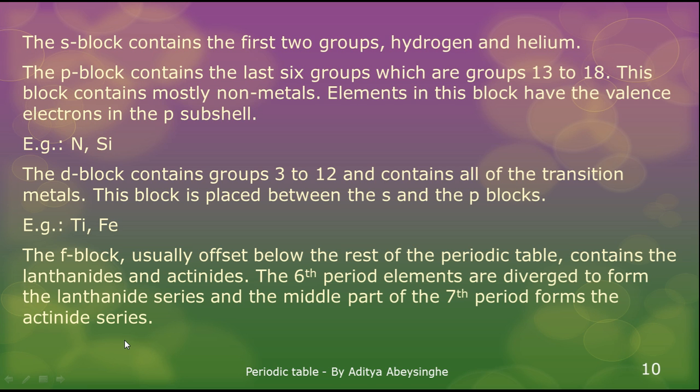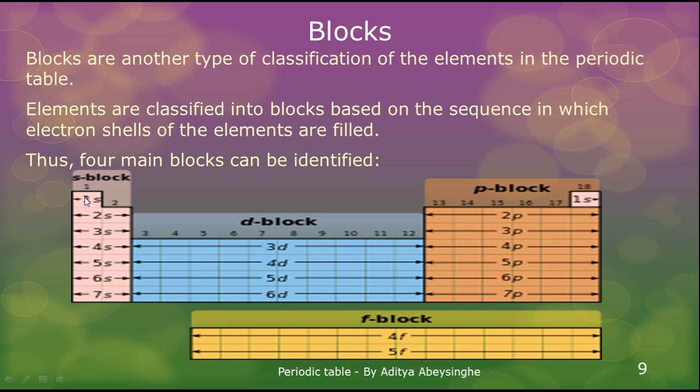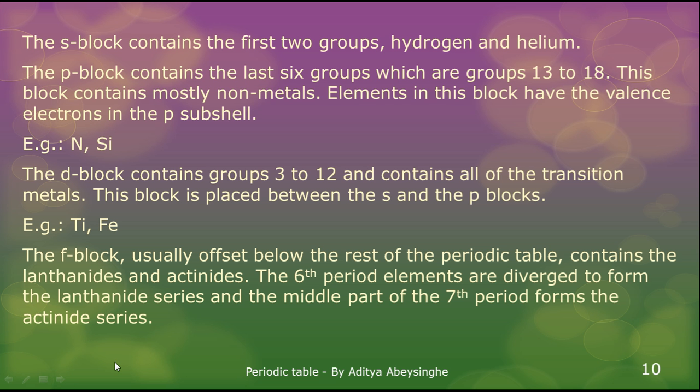Now we can see the classification: the s block varies from group 1 to 2, the d block from 3 to 12, and the p block from 13 to 18. You should remember this concept when you are answering questions, problems, quizzes or even assignments about the periodic table. You can easily classify according to blocks, but you should also remember about the groups and the periods.